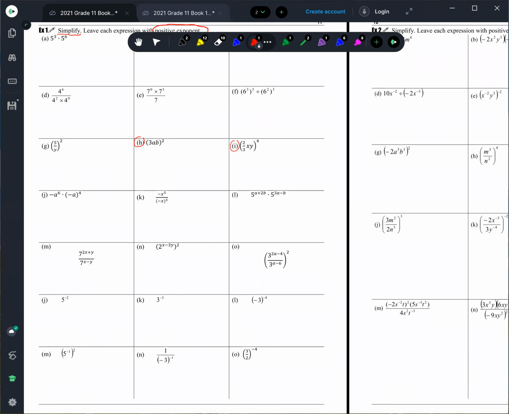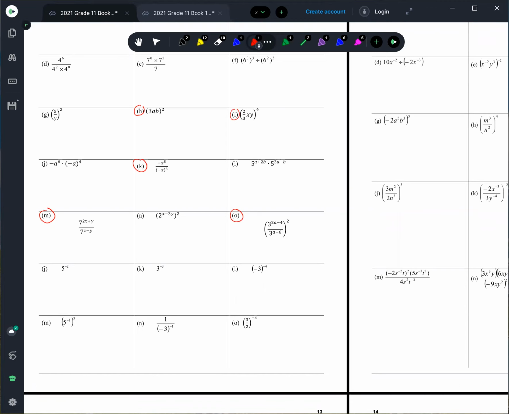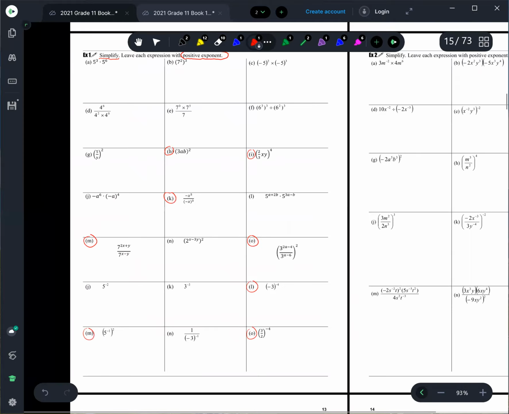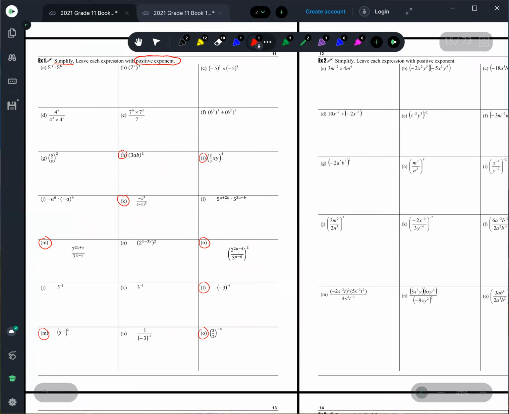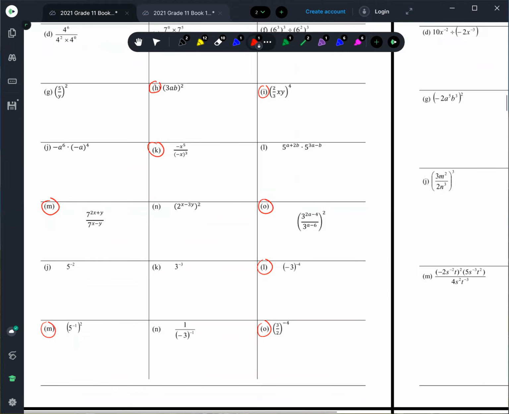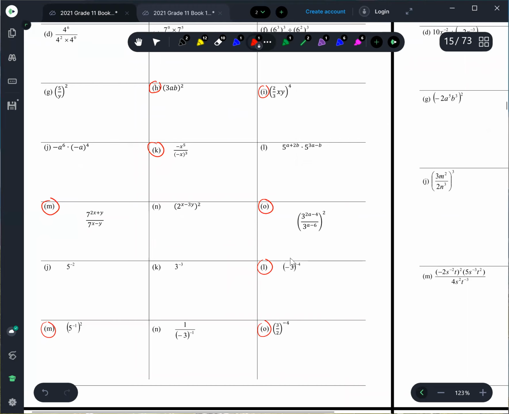Okay, we'll do these ones first. 1, 2, 3, 4, 5, 6, 7, 8. So 8 questions. You can circle those on your paper and work on those. Okay, we'll do these 8.